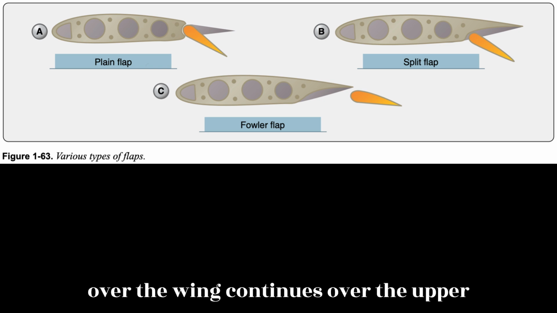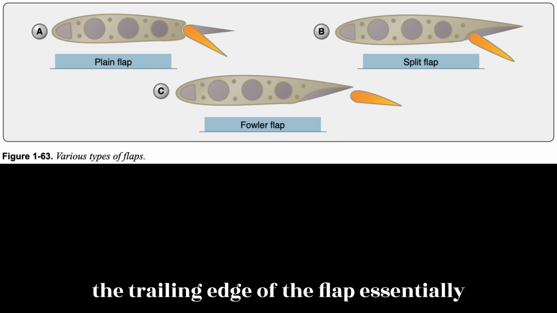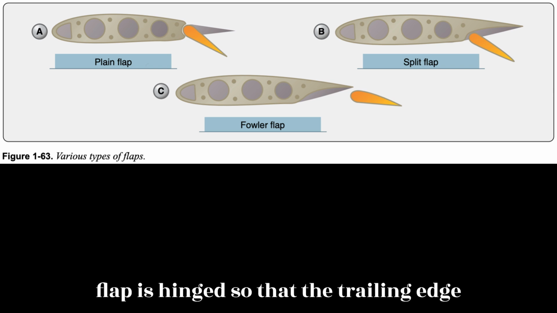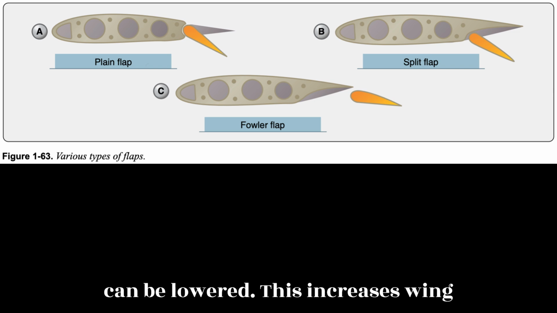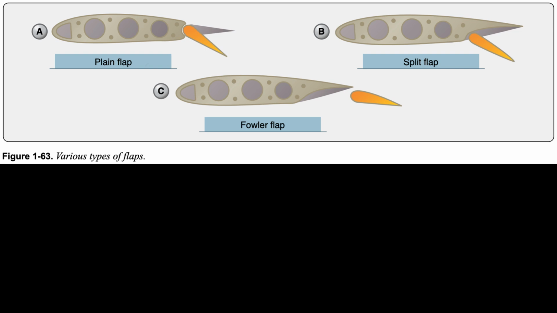The airflow over the wing continues over the upper and lower surfaces of the flap, making the trailing edge of the flap essentially the trailing edge of the wing. The plain flap is hinged so that the trailing edge can be lowered. This increases wing camber and provides greater lift.